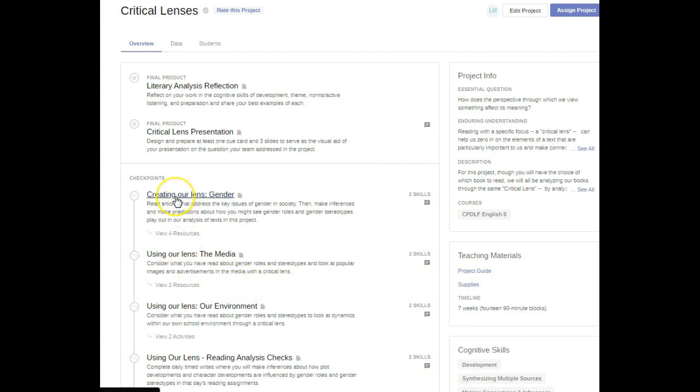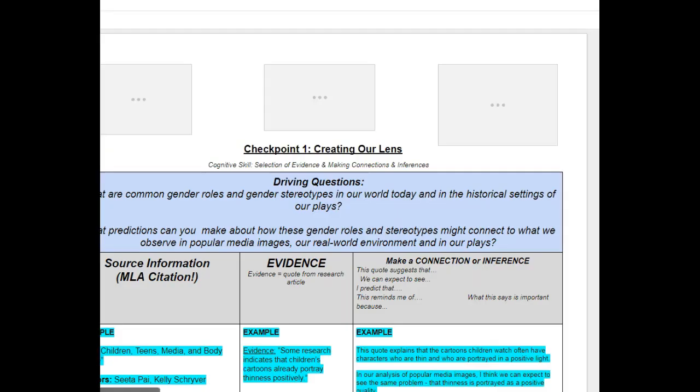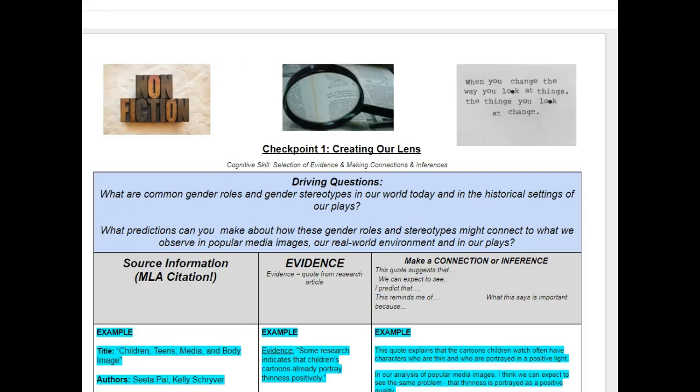So if we look at the very first checkpoint, creating our lens, let's open it up, and you will find a nice graphic organizer. Point 1, creating our lens. And the question is, what are common gender roles and gender stereotypes in our world today and in historical settings of our plays? What predictions can you make about how these gender roles and stereotypes might connect to what we observe in popular media images, our real-world environment, and in our plays?